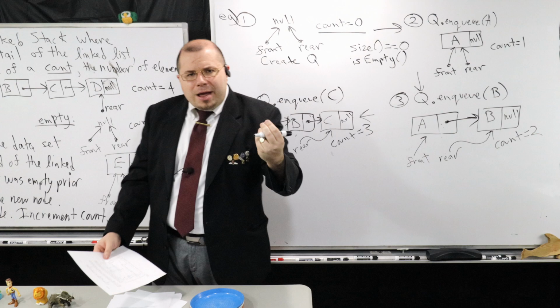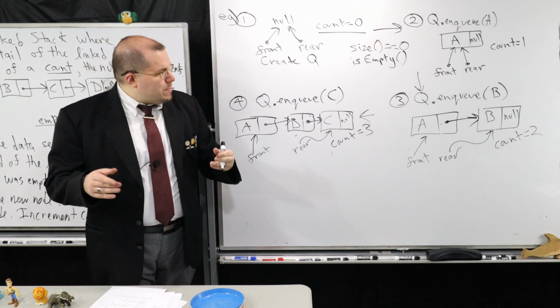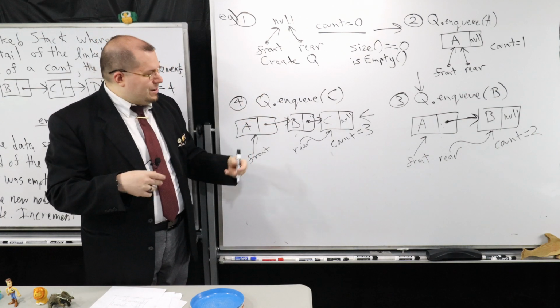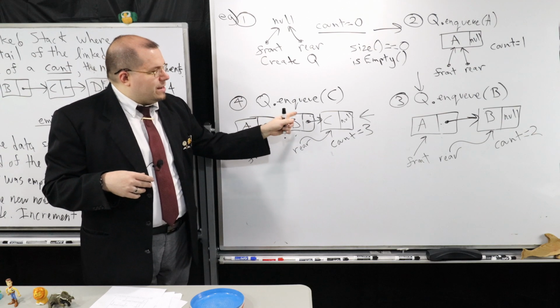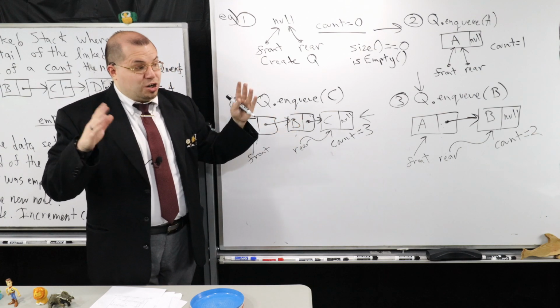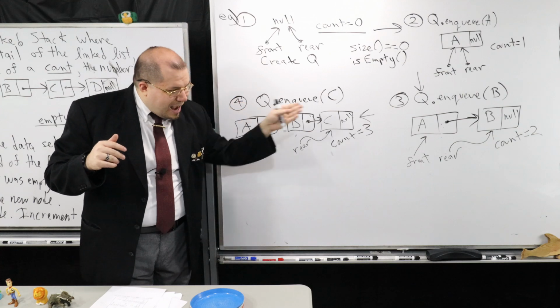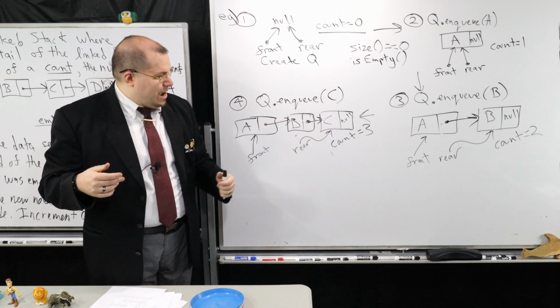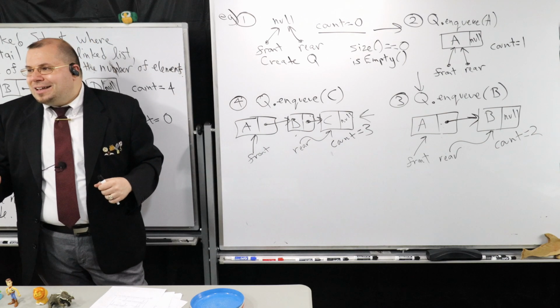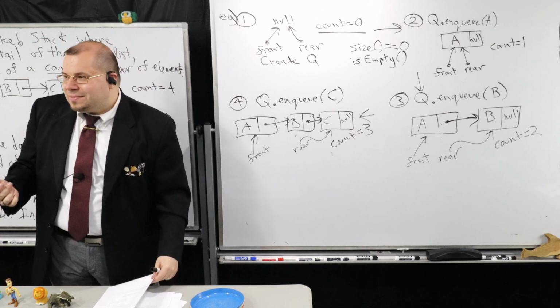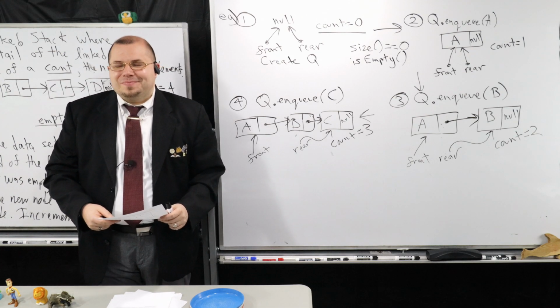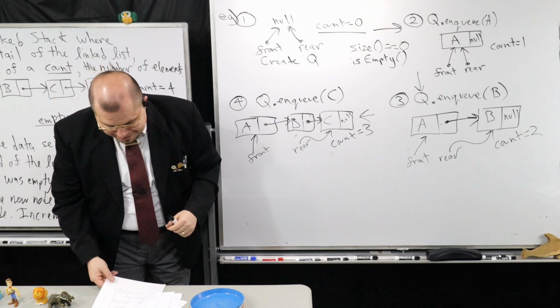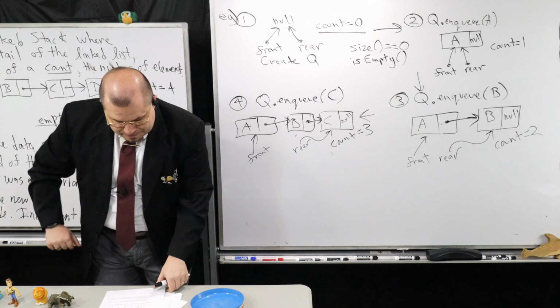But are we okay with the enqueue operation? Just remember, all I do is create a new node. I make the next attribute of what is currently the rear point at the new node I created. Then I update the rear, and I just increment my count. That's it. Okay, so if we're okay with this, let me talk now about DQ.